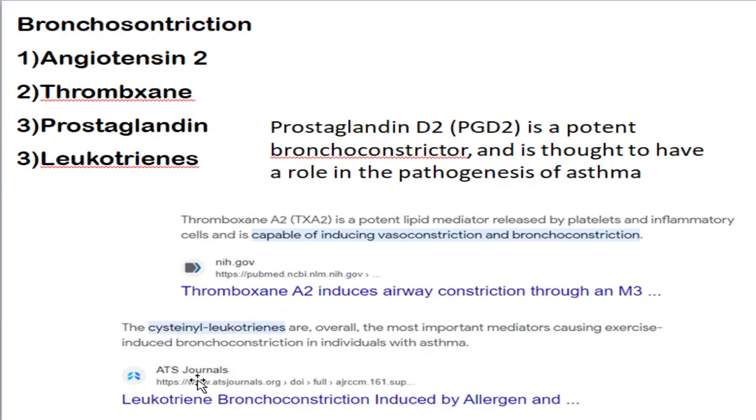Next, bronchoconstriction. So all the 4 options, that is angiotensin, thromboxane, prostaglandin, and leukotriene, are involved in the process of bronchoconstriction, friends. So prostaglandin is a potent bronchoconstrictor, which is relevant for asthma. At the same time, thromboxane is employed for vasoconstriction, and it also has a bronchoconstrictive effect. Next, leukotrienes are also important mediators. So they are involved in bronchoconstriction at the time of asthma. These leukotrienes are important mediators responsible for causing exercise-induced bronchoconstriction in individuals with asthma.